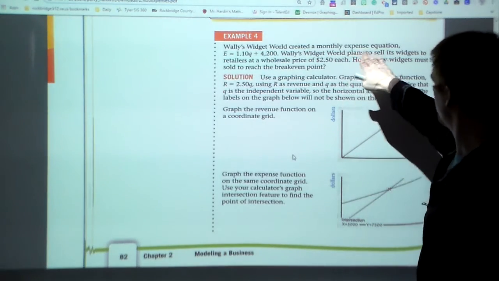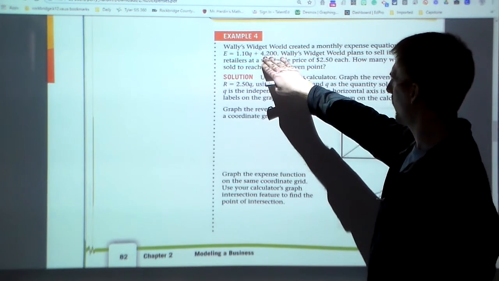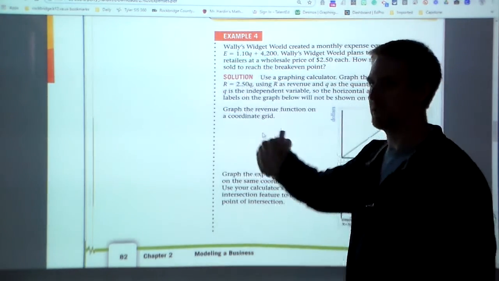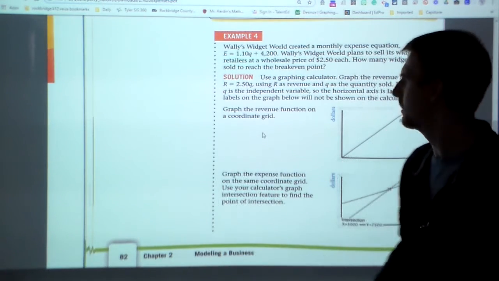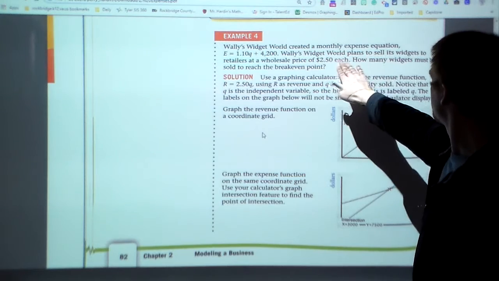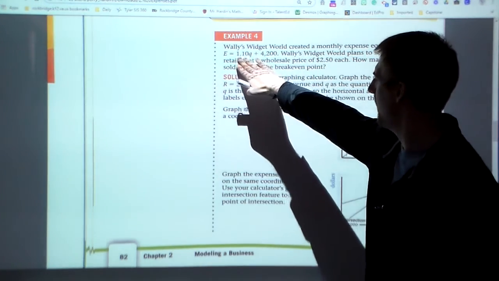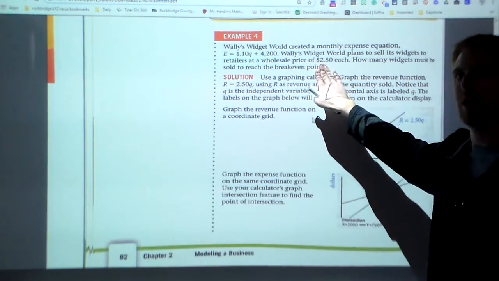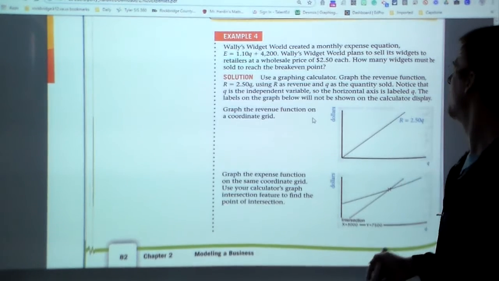Now it tells us an expense equation for this widget, whatever that is. $4,200 fixed, $1.10 for each widget they make. Widget's usually an econ name for an item that's being produced. And they're going to sell these things for $2.50 each. Okay, so it costs them $1.10 to make. They're selling it for $2.50. But they also have to make up that fixed cost too, so that factors in.